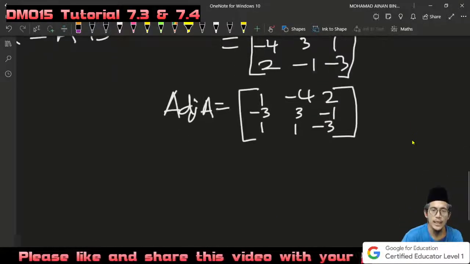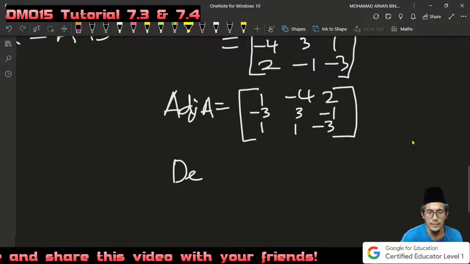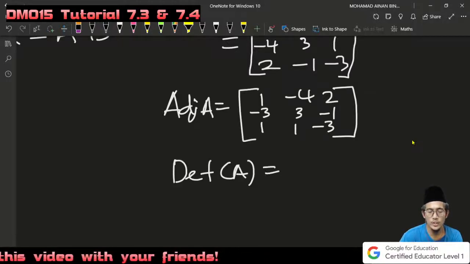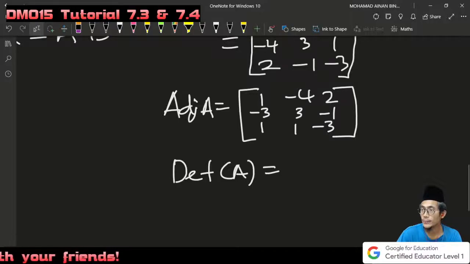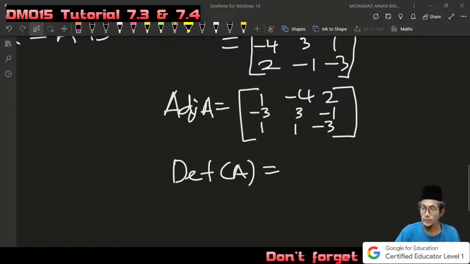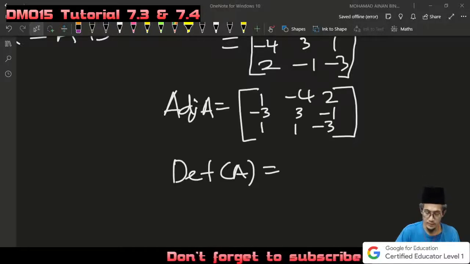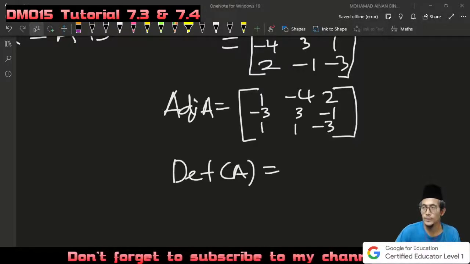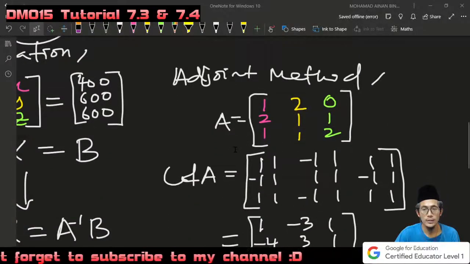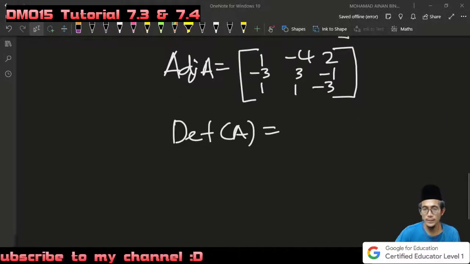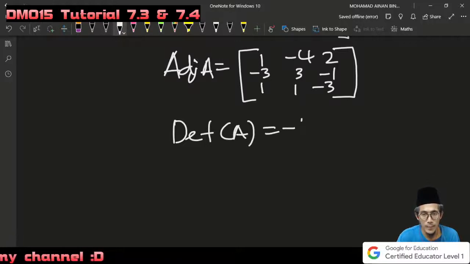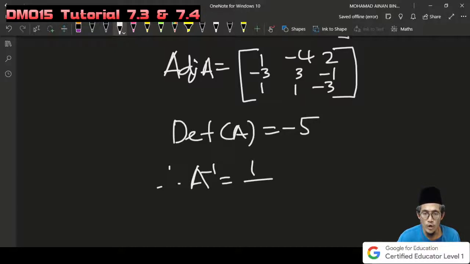Minus 3, sorry. Lepas tu kita cari determinant. Okay. Determinant of A pun saya carikan untuk awak. Don't worry. Berapa tadi? 1, 2, 0. 2, 1, 1, 1, 1, 2. Betul matrix dia? 2, 1, 1, 1, 2, 2. Okay. So, determinant is minus 5. Therefore, A inverse dia adalah apa? 1 over minus 5 multiply by this thing.